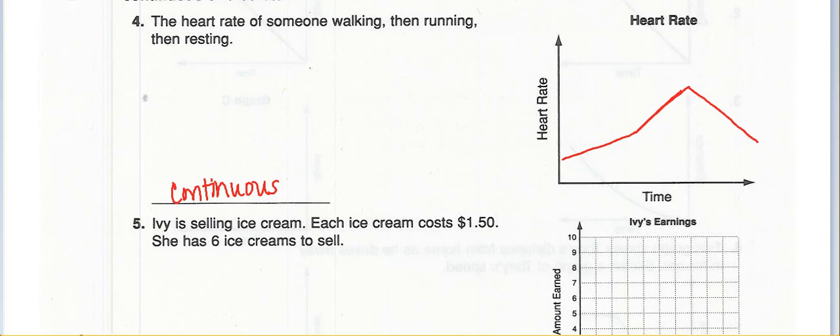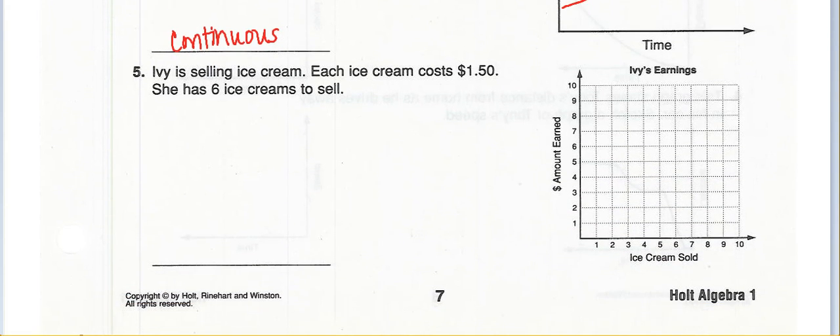This next picture is talking about selling ice cream. So it's an item. This would definitely be a discrete one. It says that each ice cream costs $1.50. She has 6 ice creams to sell. So the first time she sells an ice cream, she has $1.50. So you can see me mark 1 ice cream, $1.50. 2 ice creams sell, that'd be $3. 3 ice creams, every time going up $1.50. 4 would be $6. 5, $7.50. And 6, $9. And we'll go ahead and write discrete here. It's definitely a discrete graph.